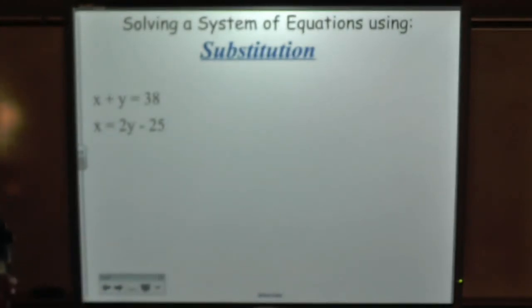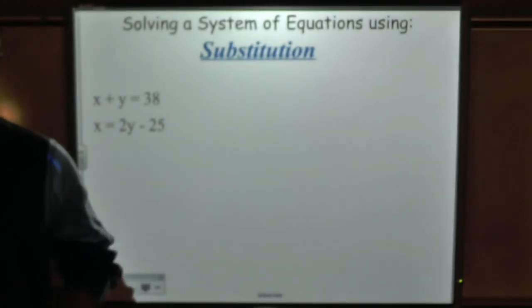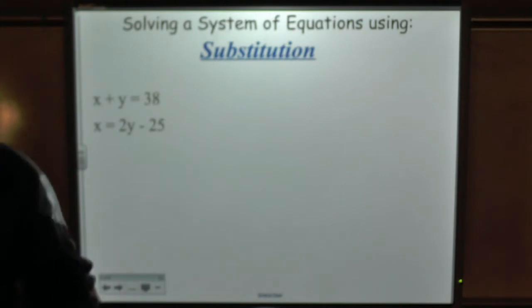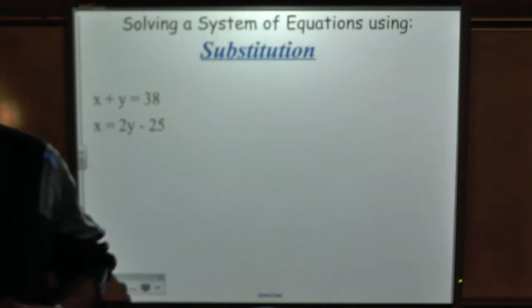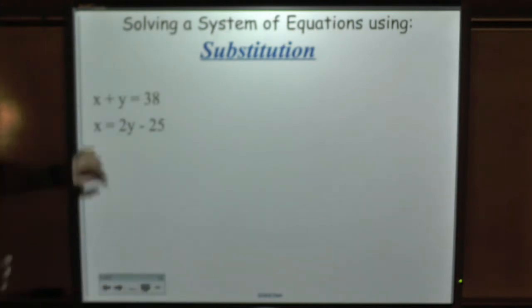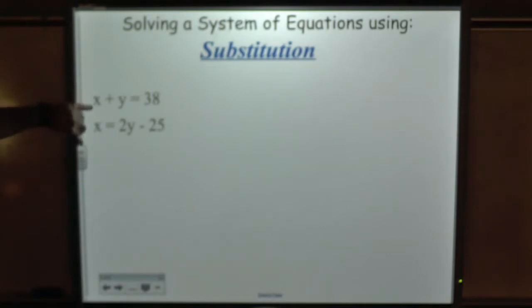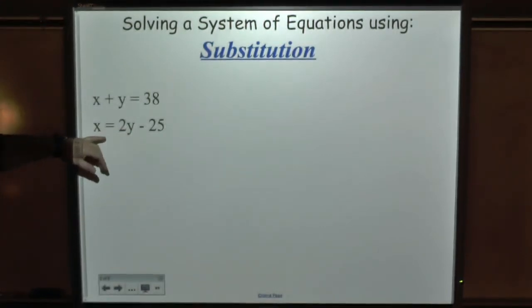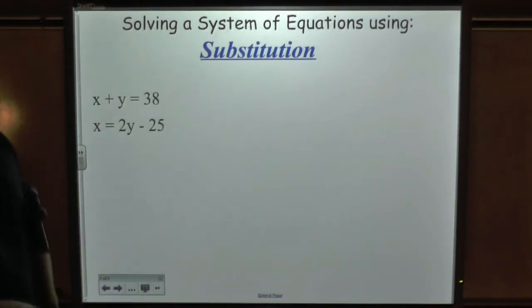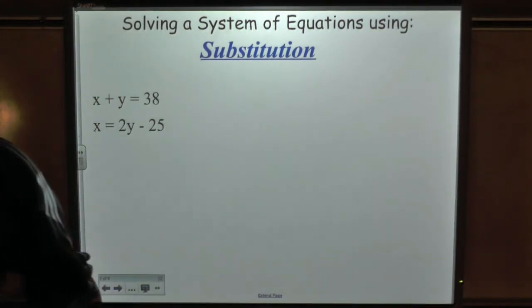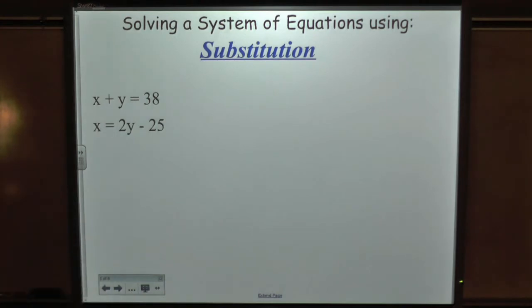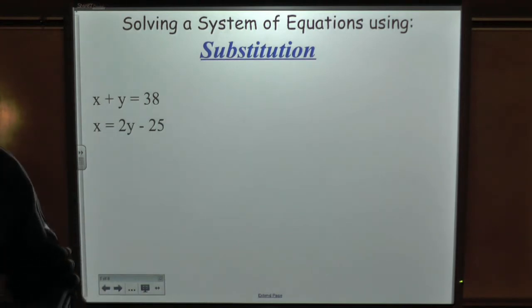So, solving a system of equations using substitution. The same idea is true. You are still looking to see where the two lines intersect. Your two equations: x plus y is equal to 38, then x equals 2y minus 25. These two lines are going to intersect at a point. As long as they intersect at a point, you'll be able to find the solution, an x-coordinate and a y-coordinate.